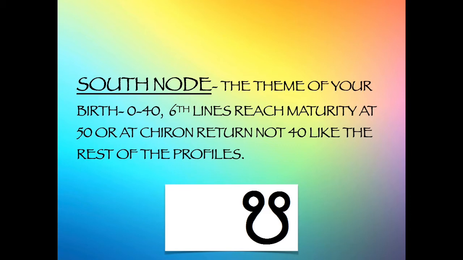But our destination is meant to go to the North Node, and because of that, it can be difficult because the North Node is so foreign and so unusual to us. Again, the same concept is here. The Chiron return is important for those who are sixth line, and the Chiron return happens about age 50 or 51. We'll talk about Chiron a little bit later.